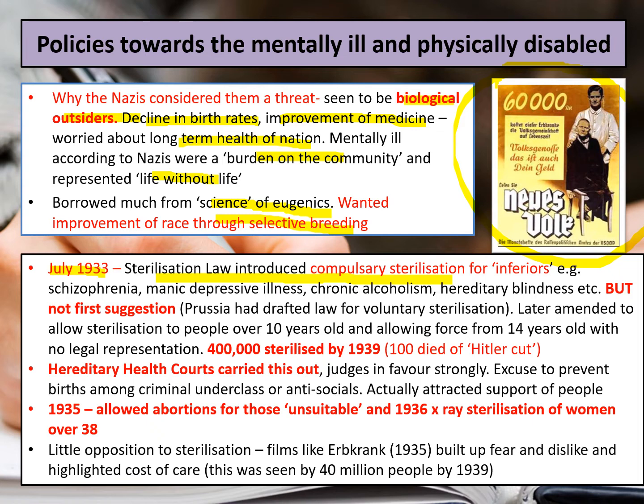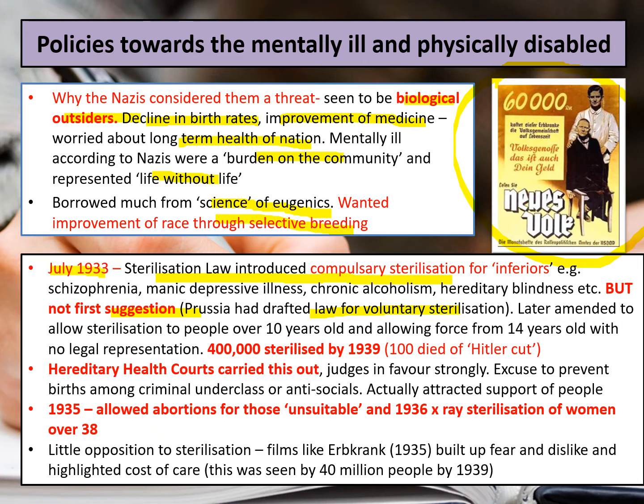Now, the Nazis weren't the first people to introduce this, though. Prussia had actually drafted a law for voluntary sterilisation in 1932, and actually lots of the medical organisations in the area supported it. The reason why it didn't get passed is just because of the political chaos of the system at that point, where they were ruling using Article 48. So this is something that generally had the support of quite a significant proportion of the population. And obviously the Nazis then pass it when they first come to power using the Enabling Act.